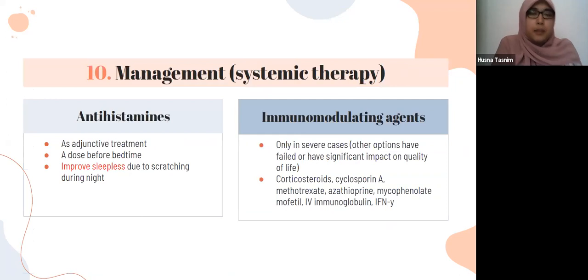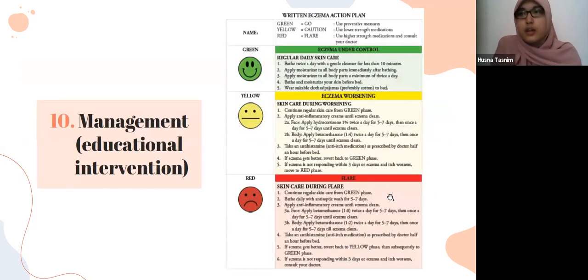Okay, the systemic therapy can be adjunctive treatment or specific treatment. The antihistamine is the adjunctive treatment. A dose before bedtime really helps because it improves sleeplessness due to the scratching at night. Okay, and immunomodulating agents are only used in severe cases, meaning that other options have failed or the patient has a significant impact on quality of life. So we have cyclosporin A, methotrexate, IV immunoglobulin, and interferon gamma. That's it for the pharmacological treatment.